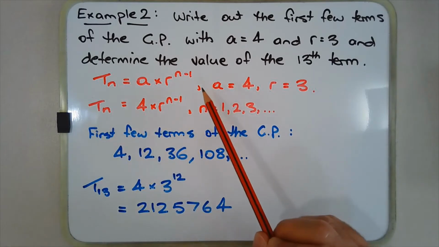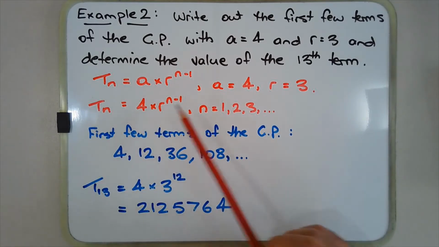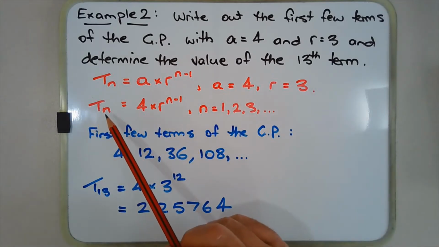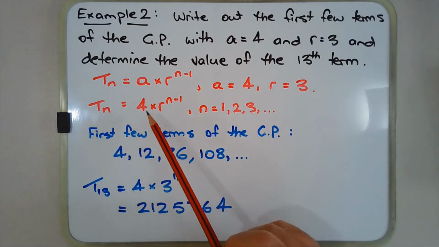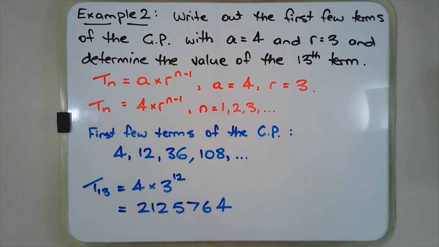So in this example, A is equal to 4, common ratio is equal to 3. So Tn, the nth term of this particular GP, is equal to 4 times R to the power of n minus 1, of course with n equals 1, 2, 3, and so on. So the first few terms of this GP, starting off with 4, multiply that by 3, we get 12, multiply that by 3 again, we get 36, multiply that by 3 again, we get 108, and so on.